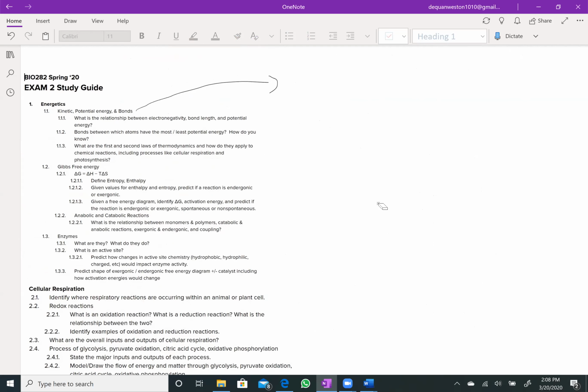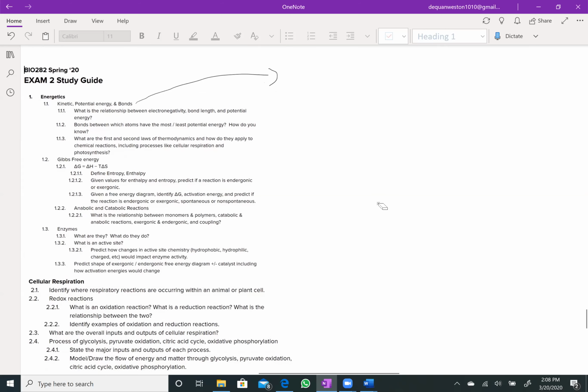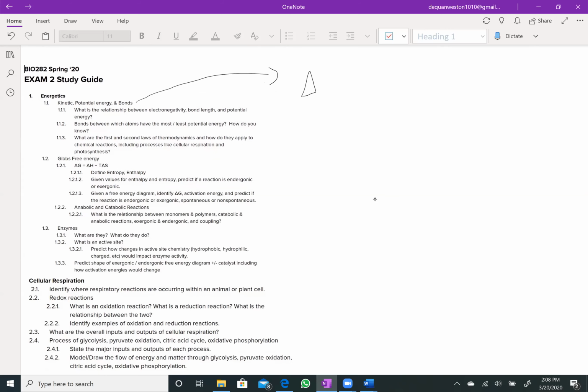Okay, so now we're going down to the Gibbs free energy. Wait, I have a question, sorry. So if there's high order, then there's more potential energy and less entropy? Yep, so I'll draw a picture. We'll say this is our high order molecule or whatever you want to call it.